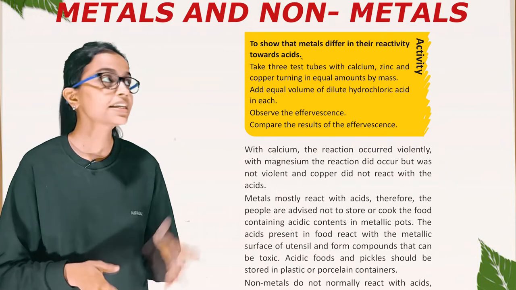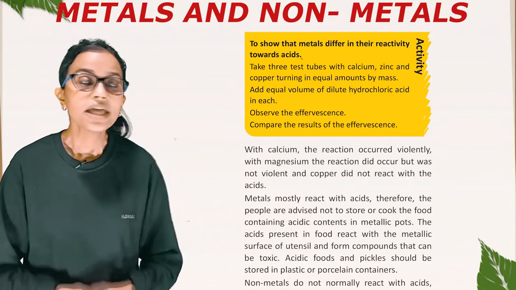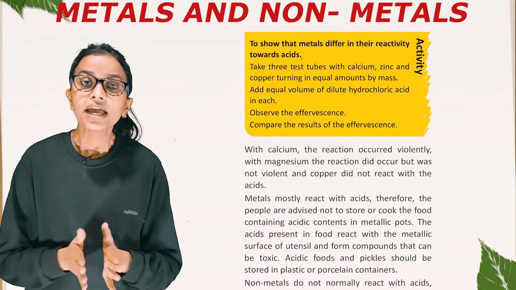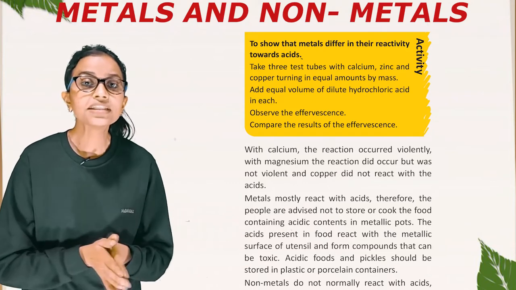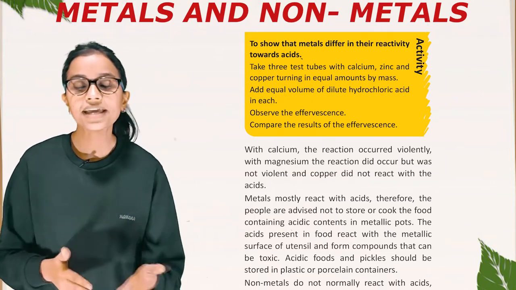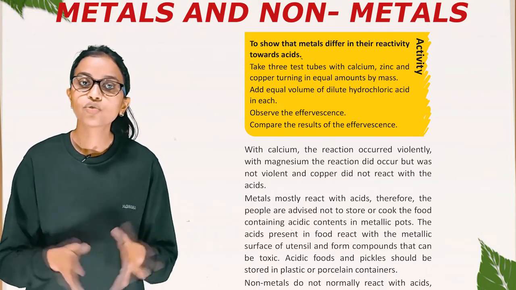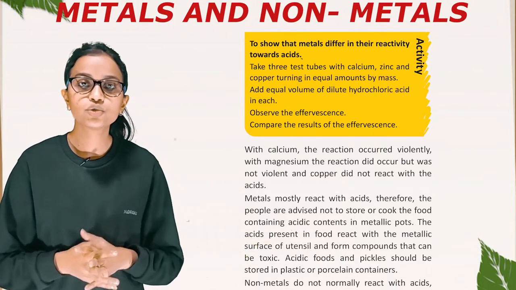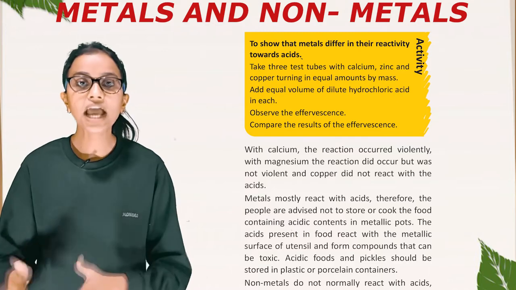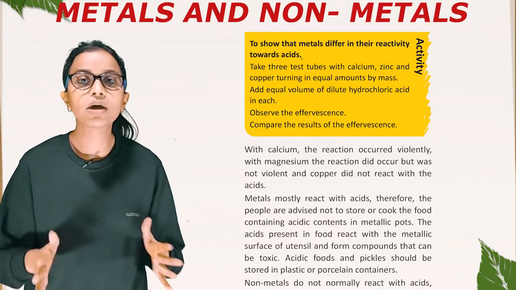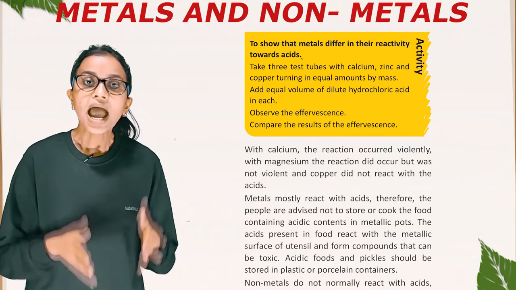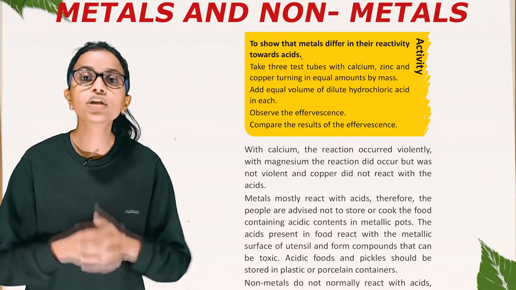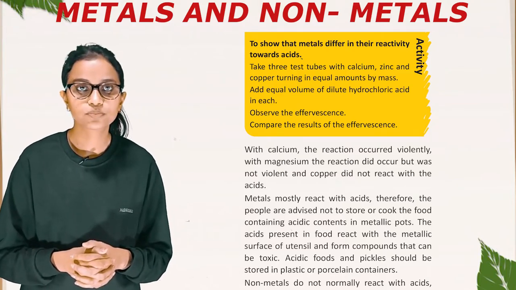Now, there is another activity. This activity shows that metals differ in their reactivity towards acids. For this activity, take 3 test tubes with calcium, zinc and copper turnings in equal amounts of mass. Add equal volume of dilute hydrochloric acid in each.